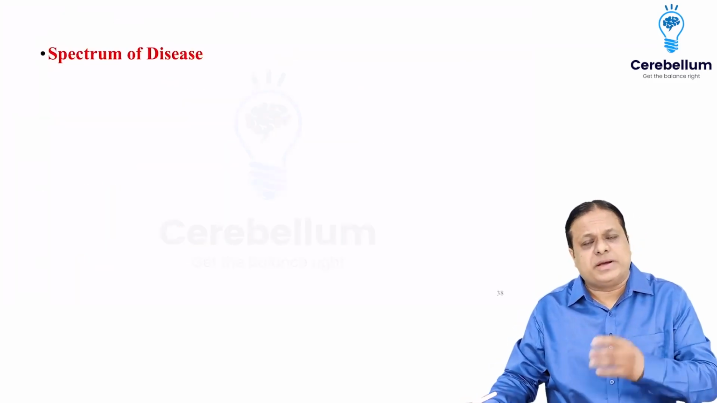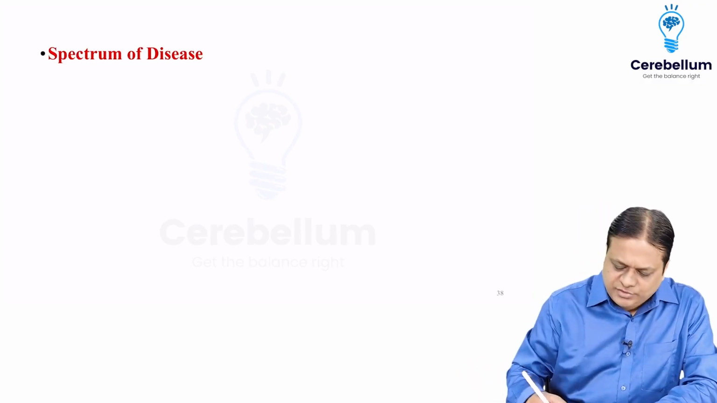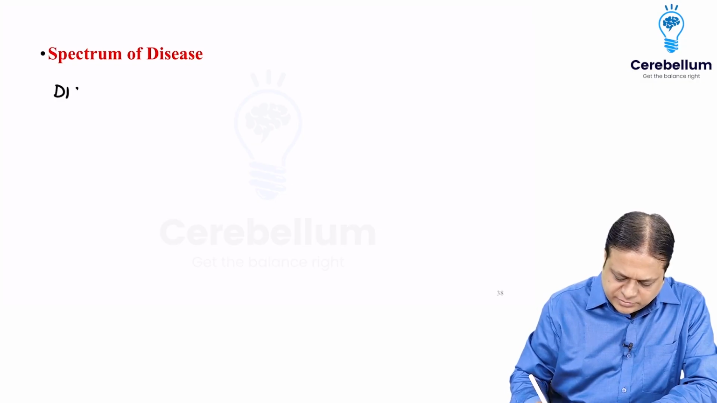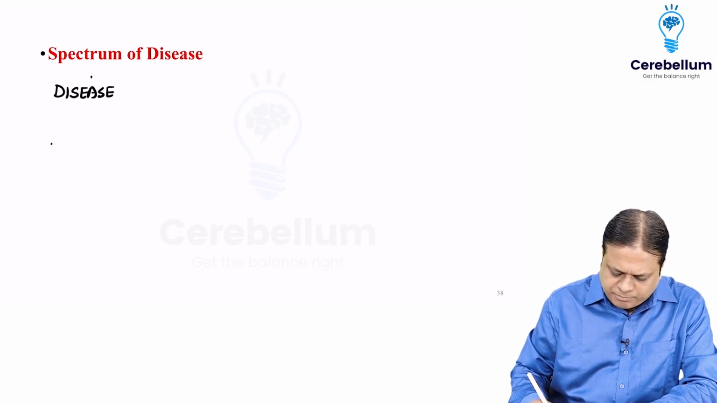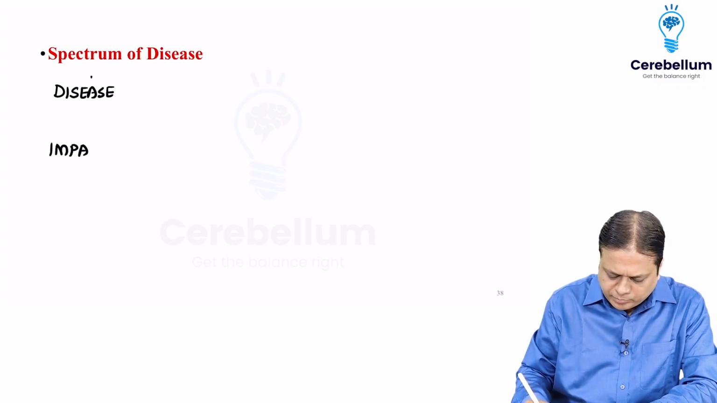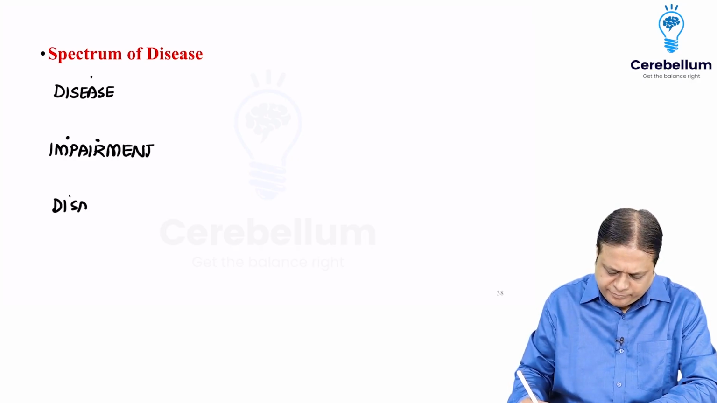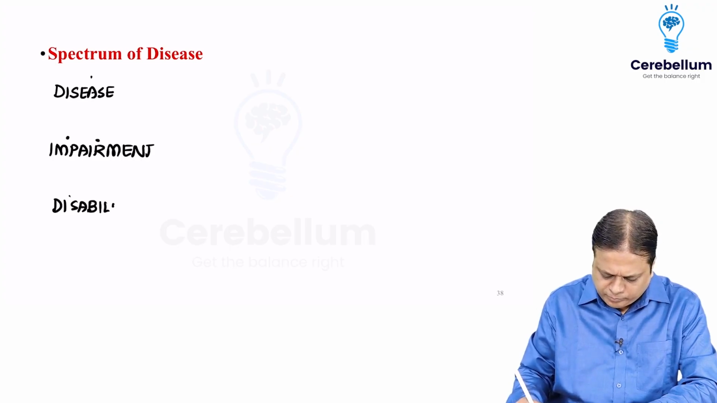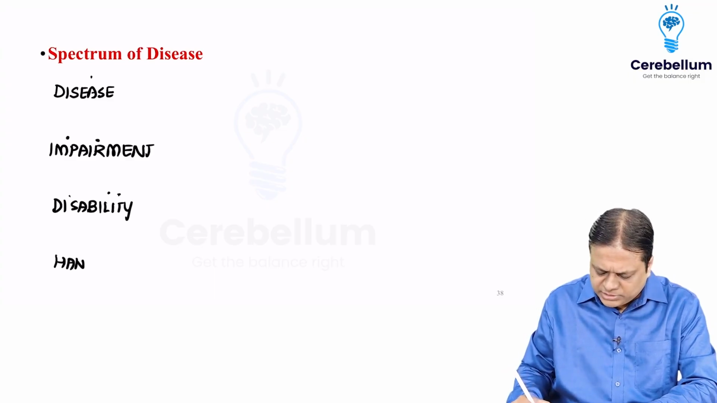Spectrum of disease. Spectrum of disease has 4 components. Arrange them in correct chronological sequence. First is disease, then impairment, then disability, and finally is handicap. How question comes in the exam?